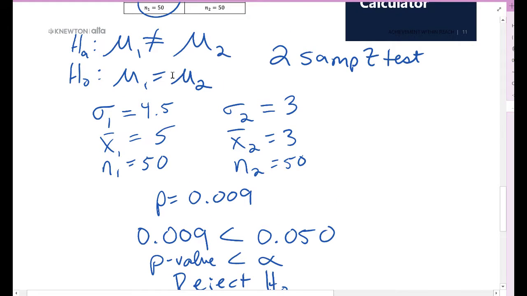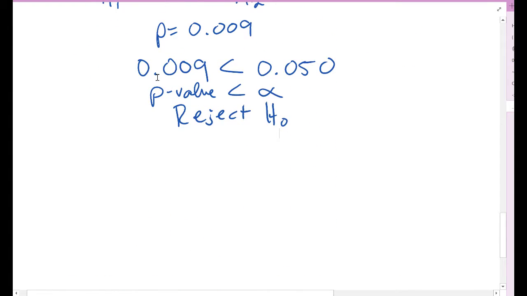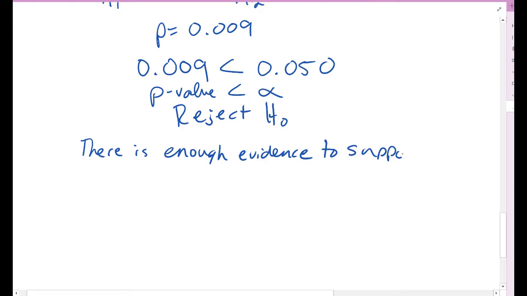So yes, the number of broken screens is different between the two brands. We're saying HA is true, basically. Therefore, our conclusion is there is enough evidence to support that claim.